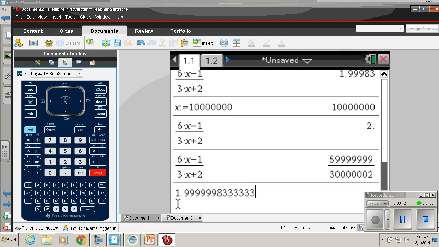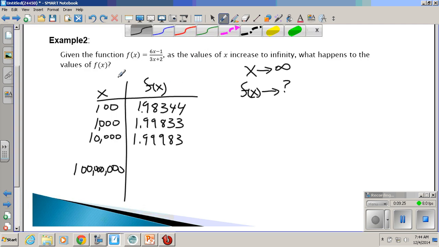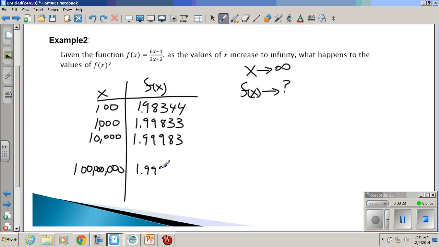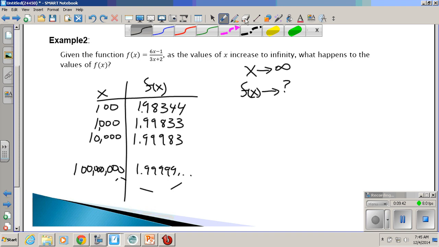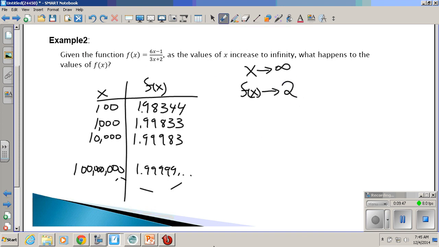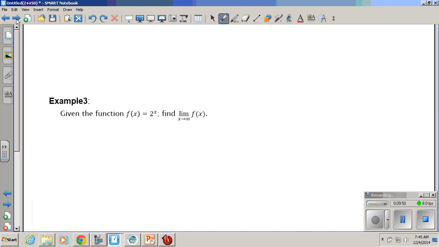So this is what I got. To figure that out, I just went back up to 2, and hit enter to paste it in here to see what it really is. So I'm getting 1.9999999. Now I would expect that if I put a bigger and bigger number, this is going to approach 2. So as x approaches infinity, f of x, this function, approaches 2. Okay, that's a limit. You try example 3.